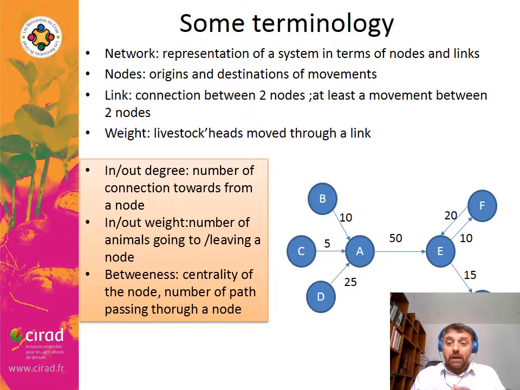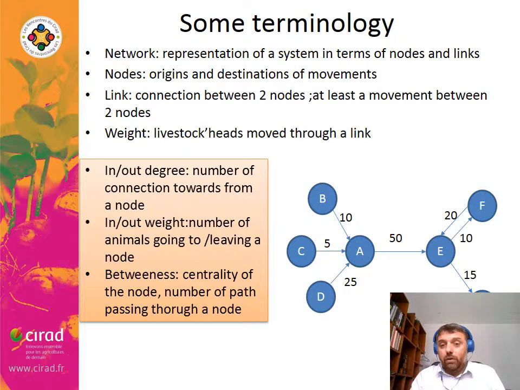Before going on, I would like to introduce some of the terminology that I'm going to use in the next slides. First of all, let's start with the definition of network. A network is a representation of a system in terms of nodes and links. In our case, nodes will represent villages, farms, or markets, and a link will exist between two nodes if there is a movement between the two points.